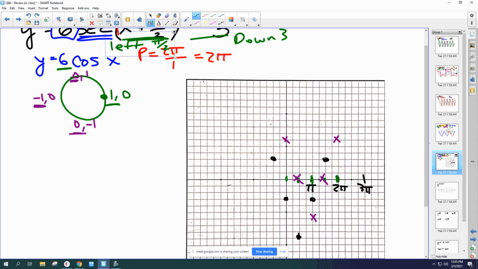That's your first period of, I'll draw that dotted. That's the first period of the cosine wave. So just continue the pattern. That's going to be here, and here.